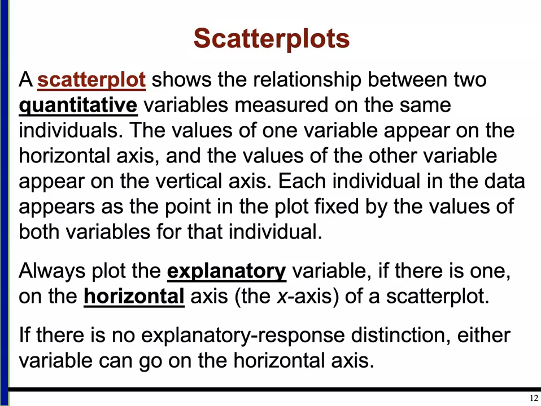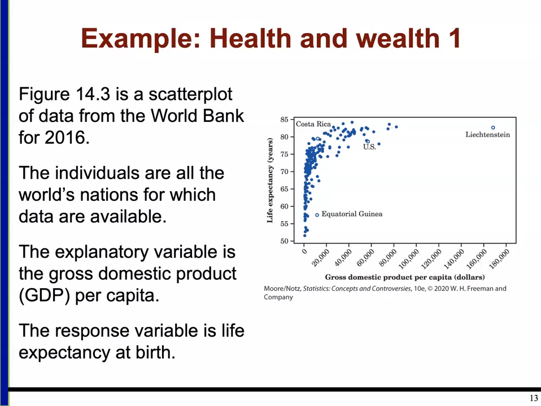So if we have this explanatory-response type relationship between our two variables, we would always put the explanatory variable on the horizontal or the x-axis. Now, there's not always going to be that explanatory-response distinction, and in that case, you can put either variable on the horizontal axis.